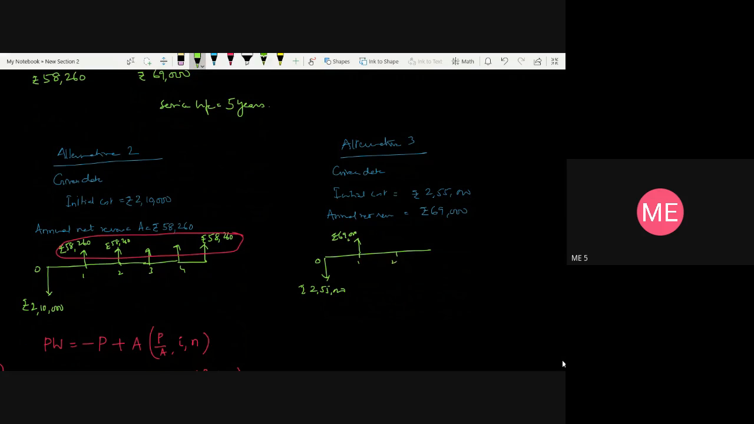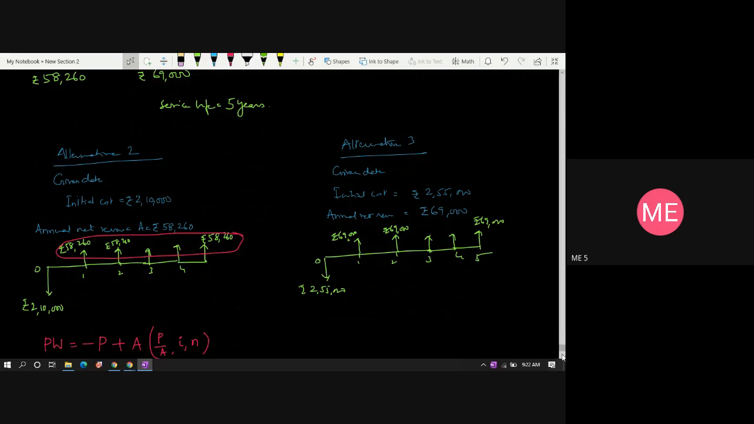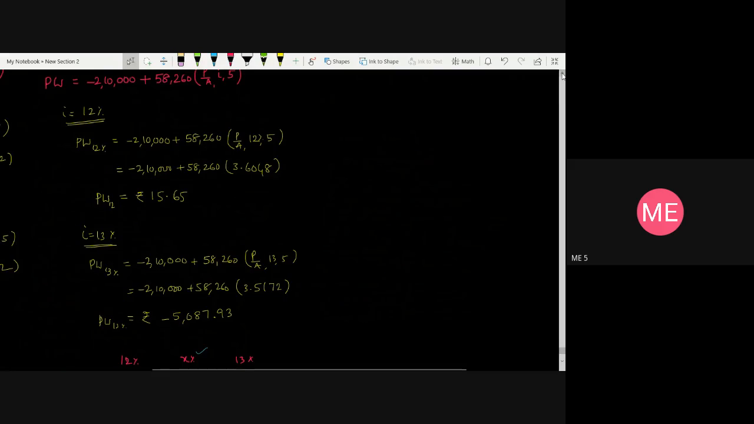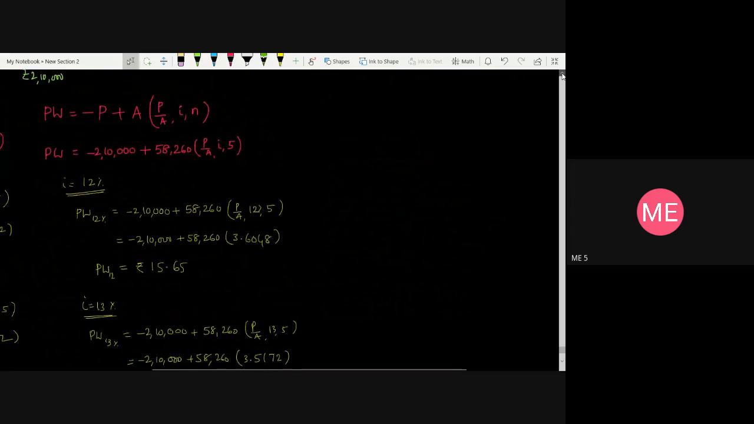At the end of second year we have rupees 69,000. Likewise, at the end of third year, fourth year, and fifth year, we have rupees 69,000 as the revenue. So based on this cash flow diagram, I'll write the equation. I'm following the same procedure for all the alternatives.